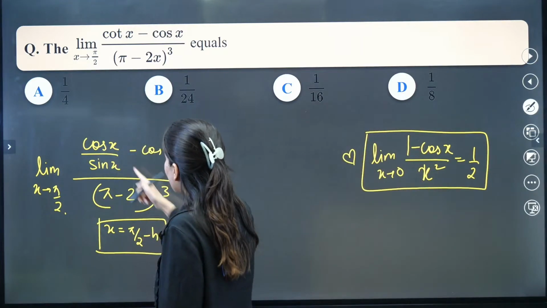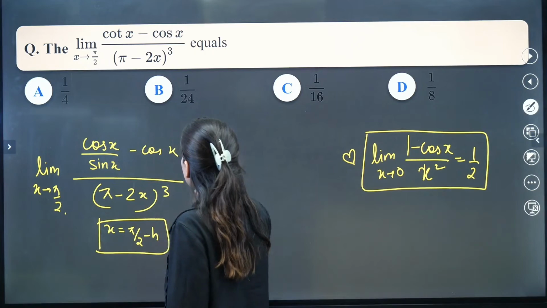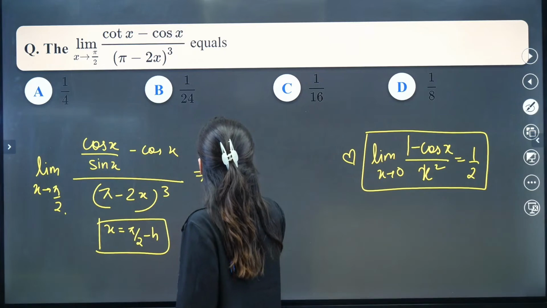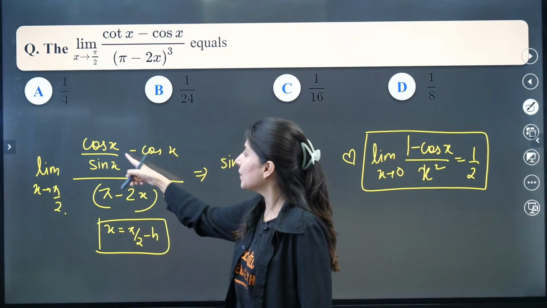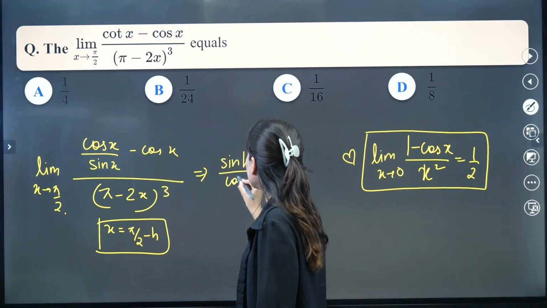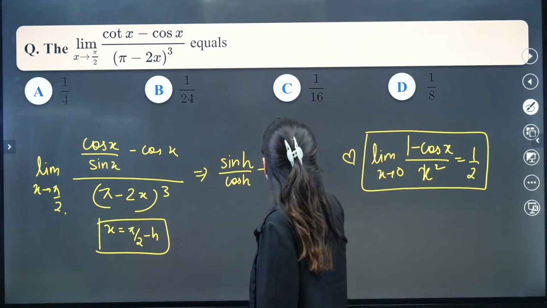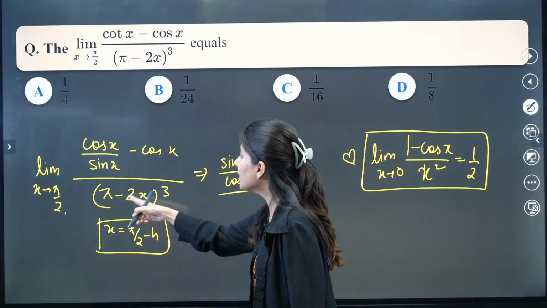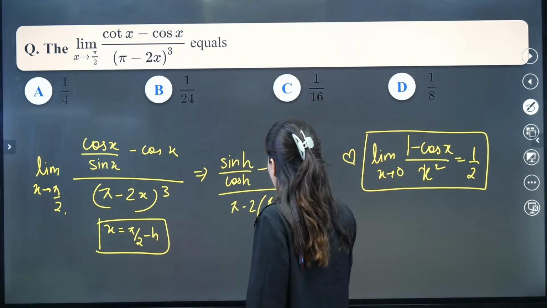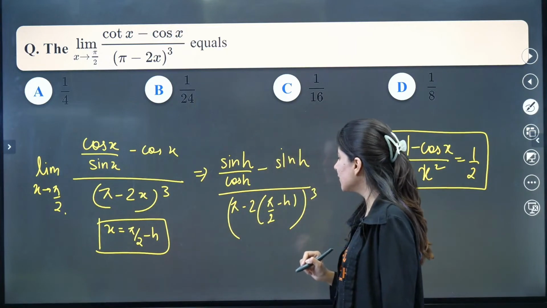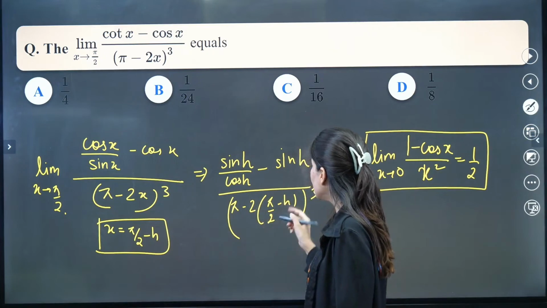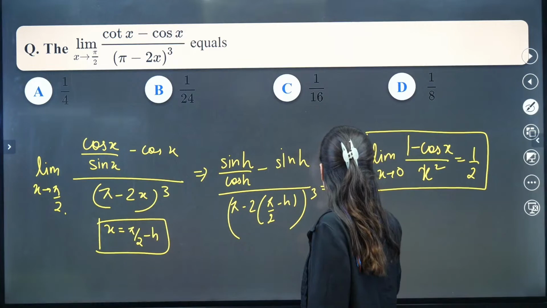Okay. So if I do that, cos x will become sine of pi by 2 minus h. So this will become sine h. How? Because x will be pi by 2 minus h. Right. So this will become sine h. This will become cos h. And this will become sine h. Okay. And over here, if I put x equal to pi by 2 minus h, this is pi minus 2 times (pi by 2 minus h), and there is a whole cube. Can you see minus minus will be plus? So pi and pi are going to get cancelled out. So this is going to be 2 cube. So this is 8h cube.